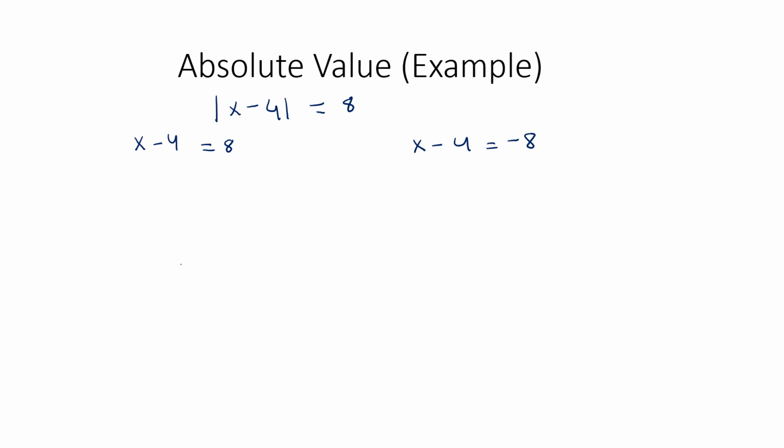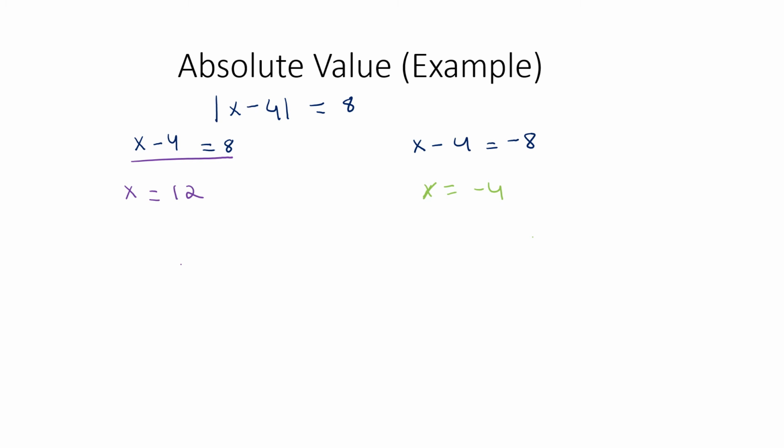Let's solve this one first. That means x is equal to 12. And the one on the right means that, oh, I wanted to change colors. Let's do that. x is equal to -4. As you can see, we have two answers here, and you should always check and plug them back in, and you'll see that they work.